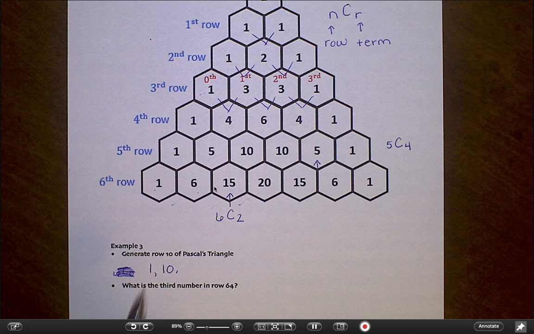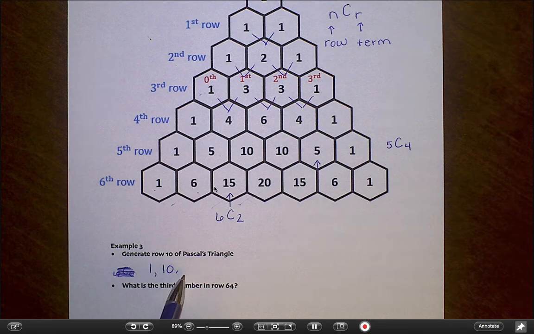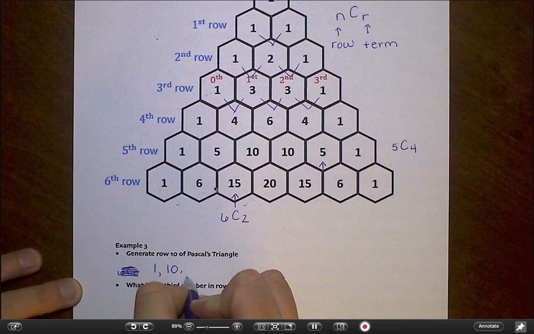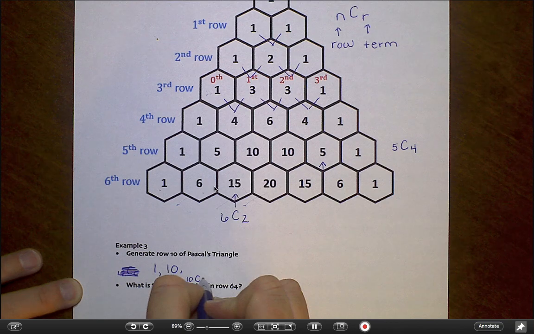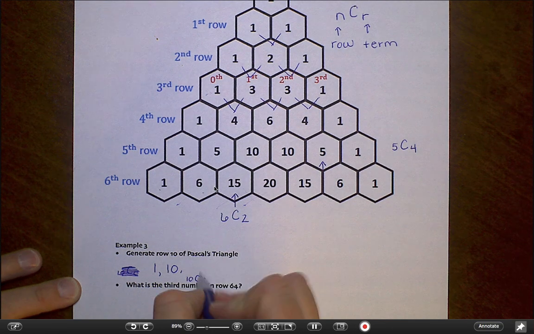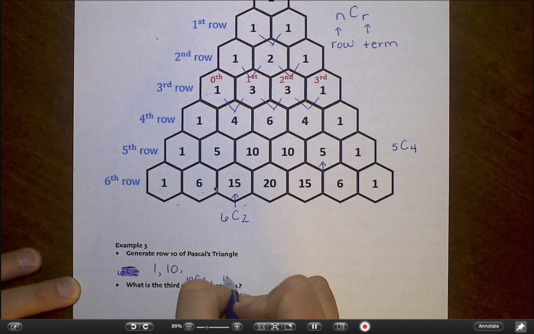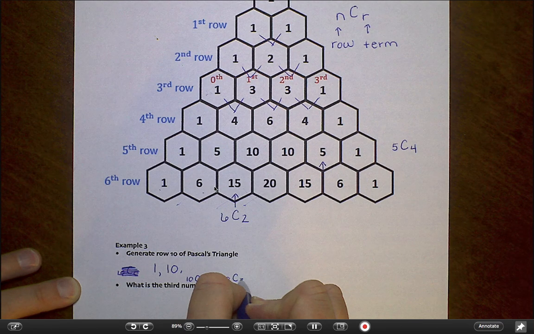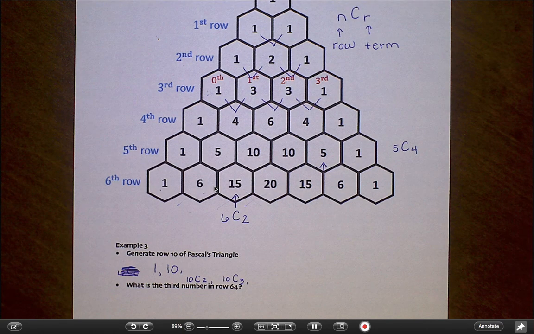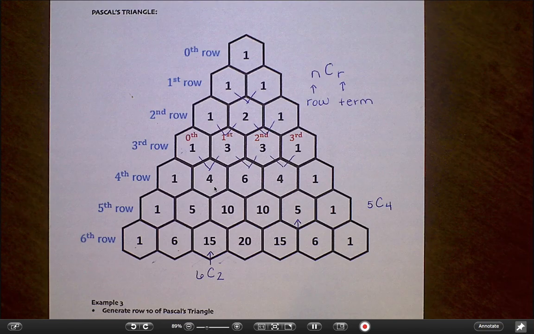So this would be 10 choose 0. This would be 10 choose 1. My next term I would get by doing 10 choose 2, and I'll calculate that in just a minute. And then we're going to do 10 choose 3, and so on, all the way down to 10 choose 10. Now that's a lot of button pushing, but it can be done. I want to show you one other thing that's going to make your life a little easier.